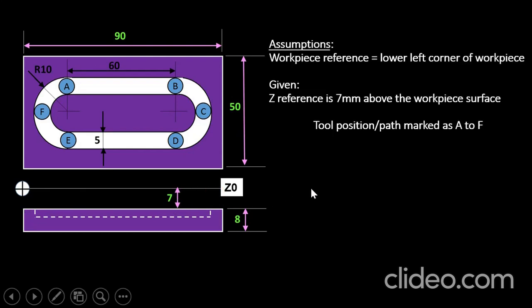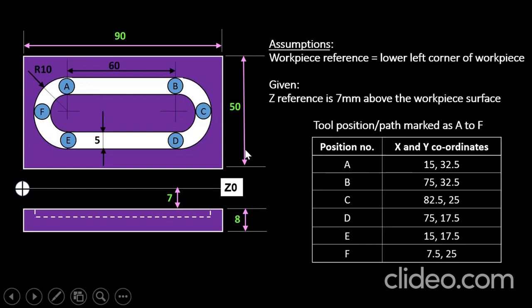With that, we will assume that all the dimensions are from the lower left corner of the workpiece. It has been given that the Z reference will be 7 mm above the workpiece, so here it will be Z equal to 0. The tool position is defined as A, B, C, D, E, F, and it will again return to A. Taking the workpiece reference, I have calculated the position of the tool for A, B, C, D, E and F, which I have written over here as X and Y coordinates.